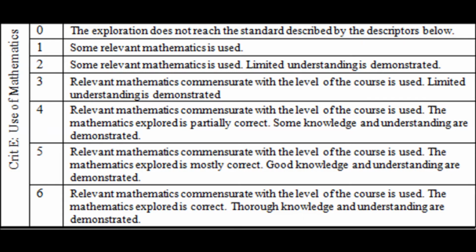And finally, everyone's favorite criterion, Criterion E, the use of math. This is where I look at your math and we figure out how much math did you use, how accurate was it, how well do you understand it. So take a minute and read through these and notice the differences. For a 2, you're using some relevant math, and the big thing that gets people down at a 2 is they don't demonstrate their understanding. Maybe they even have understanding, but if your paper doesn't demonstrate the understanding, we can't give you a very good score on this.